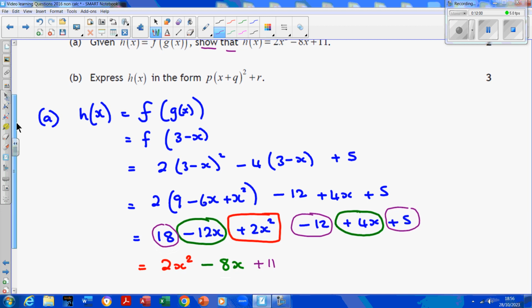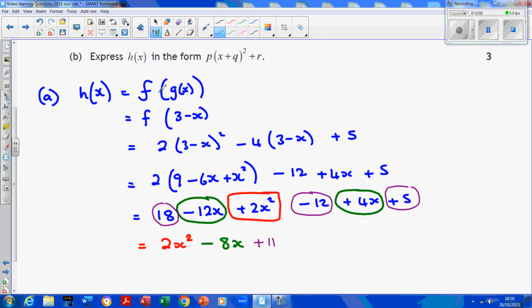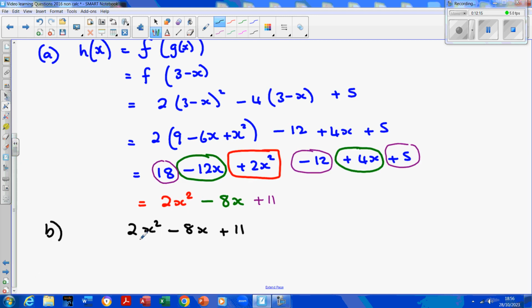Okay, part B of this one. It says express h(x) in that form. So that means we've got to complete the square. So for part B, we've got 2x squared minus 8x plus 11, and we want to complete the square. We can't complete a square because there's a 2 there, so we take the 2 out, and that would become x squared minus 4x in a square bracket. The plus 11 stays at the end.